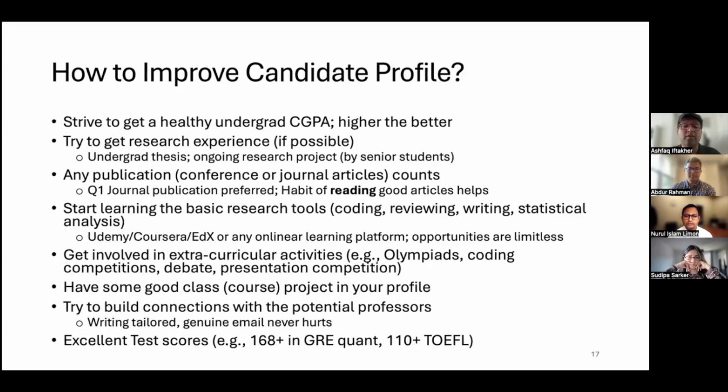And finally, one way to compensate for your profile, if you don't have a healthy GPA or top of the line, is to strive to have good test scores. In a very rough or crude way of saying, the GRE quant score is one of the major numbers that is looked at. If you can have 165 plus, that would be excellent. And in TOEFL, 110, or maybe 8 in IELTS. These are some of the other test scores by which you can compensate your GPA.